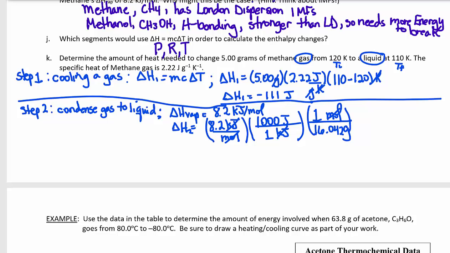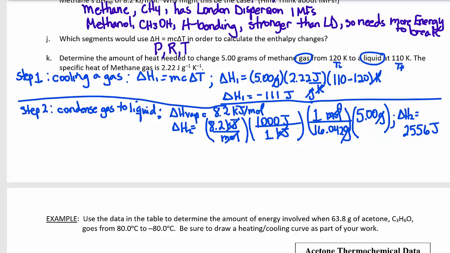Right now I'm at joules per gram, but I need just joules so I can add these 2 heats together. And I know I've started with 5 grams of methane. So my grams will cancel, and my delta H sub 2 will equal 2,556 joules of heat. Okay? So I need to think about this. I am going from a gas to a liquid, so I am condensing.